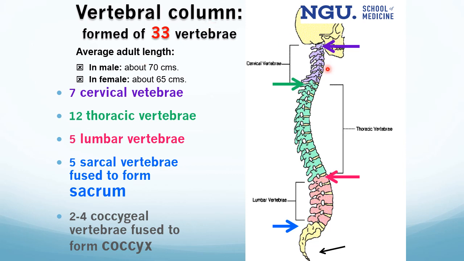The vertebral column is formed of 33 vertebrae and has an average length of about 70 centimeters in an adult male and 65 centimeters in an adult female. It is divided into 7 cervical vertebrae, 12 thoracic, 5 lumbar, 5 sacral, and 3 to 5 coccygeal vertebrae.